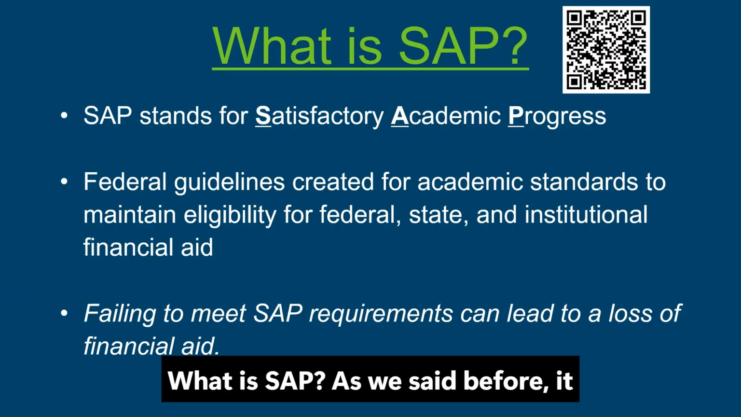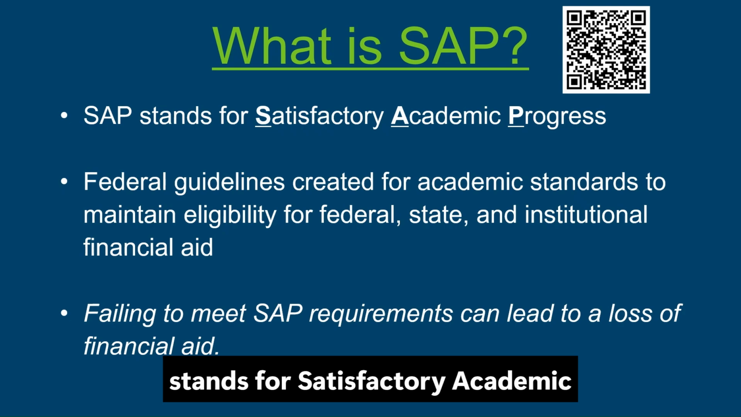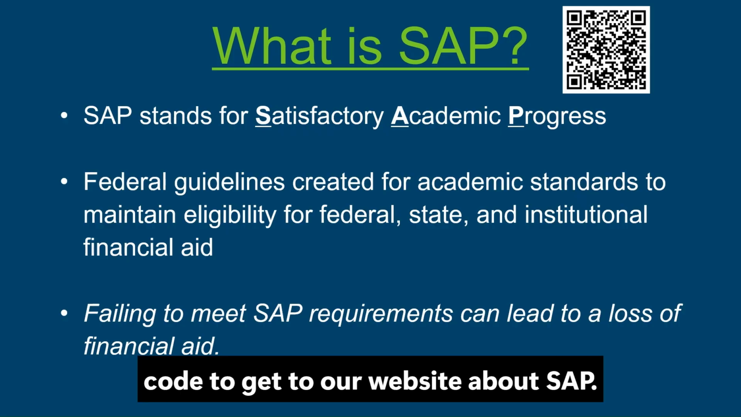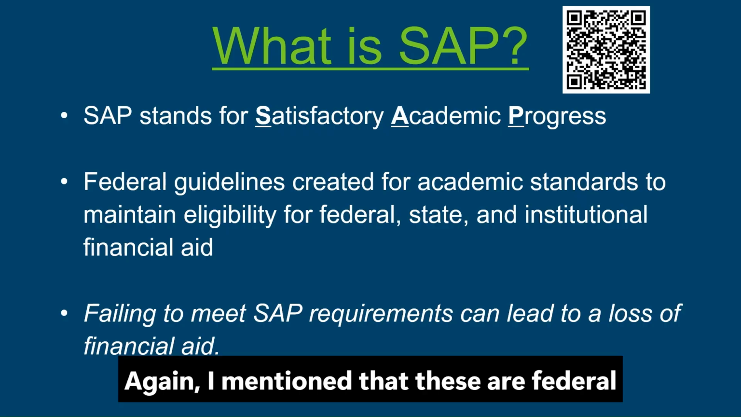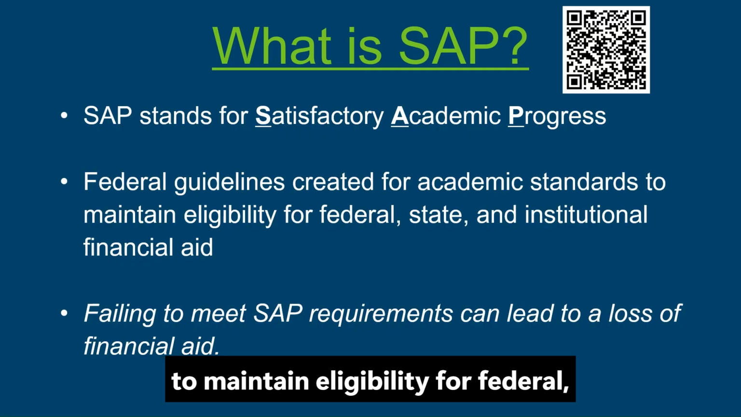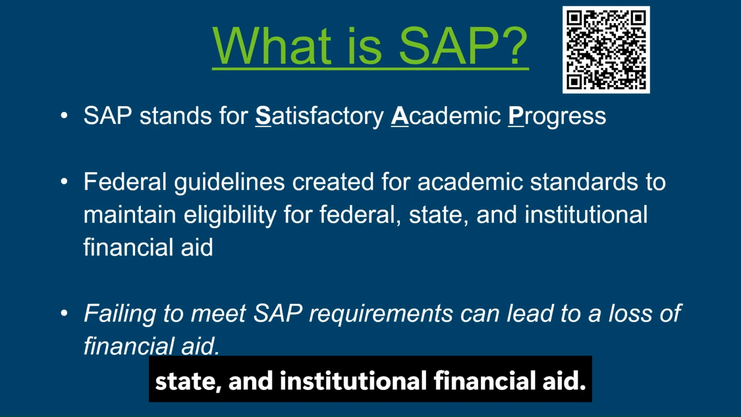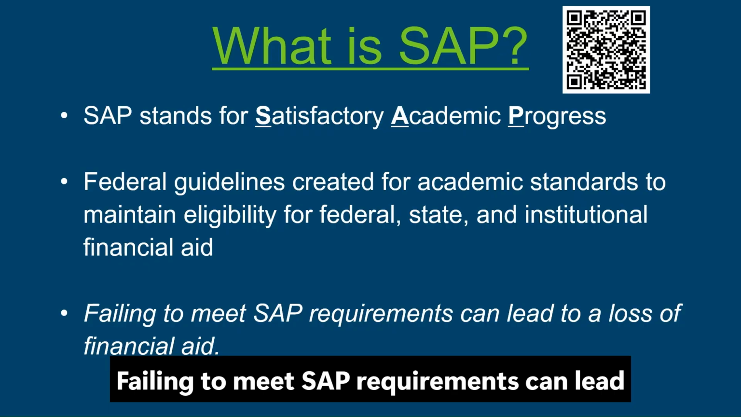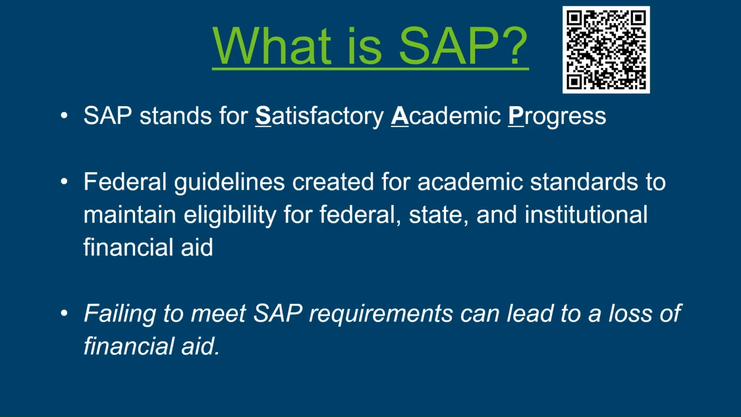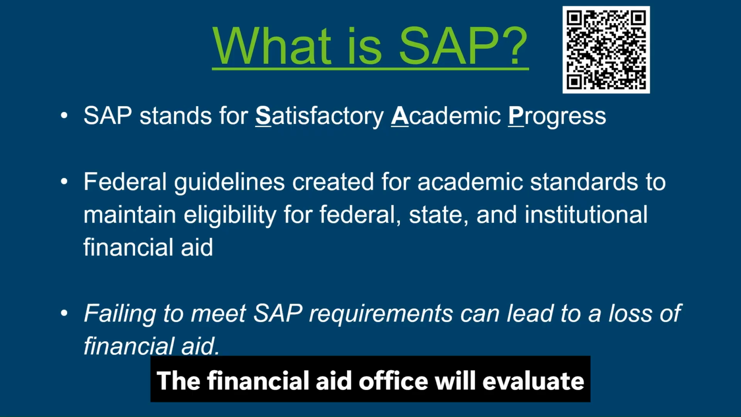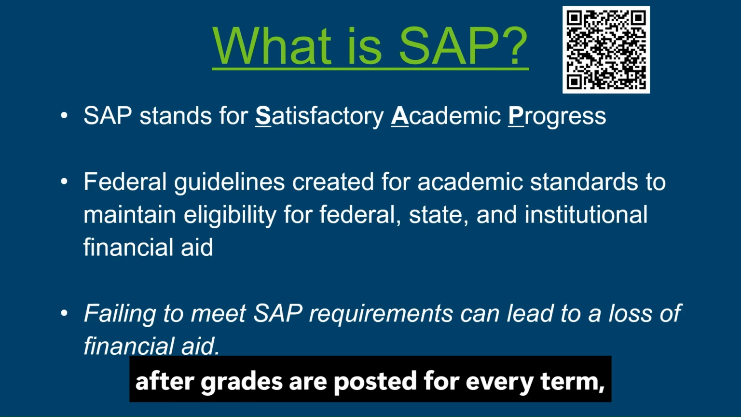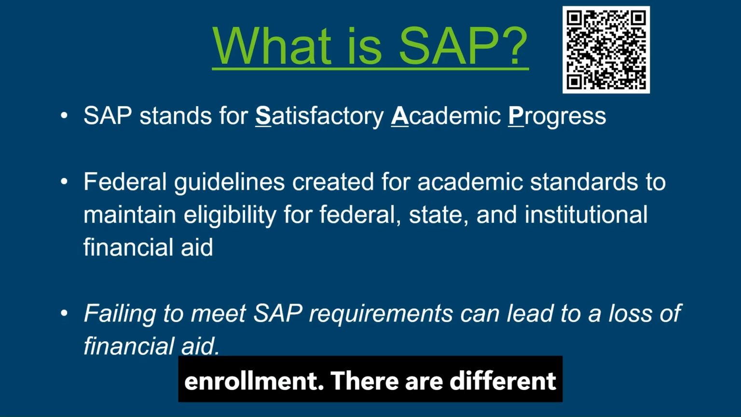What is SAP? As we said before, it stands for Satisfactory Academic Progress. You can use the QR code to get to our website about SAP. Again, these are federal guidelines created for academic standards to maintain eligibility for federal, state, and institutional financial aid. Failing to meet SAP requirements can lead to a loss of financial aid. The Financial Aid Office will evaluate SAP before any aid is awarded, and then after grades are posted for every term, starting with the first term of enrollment.